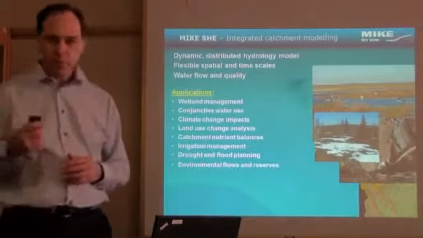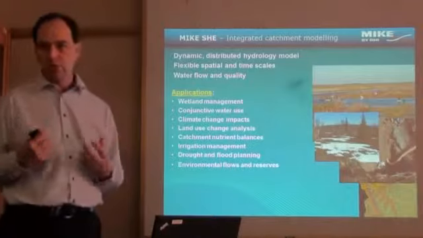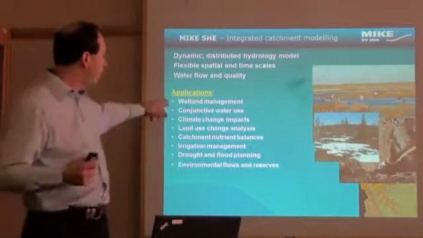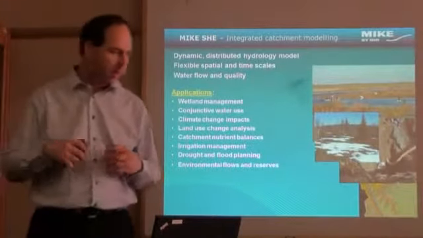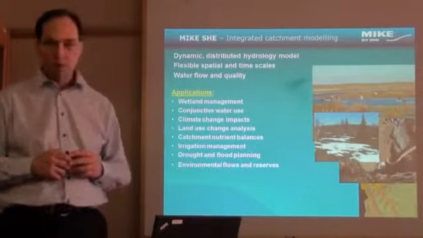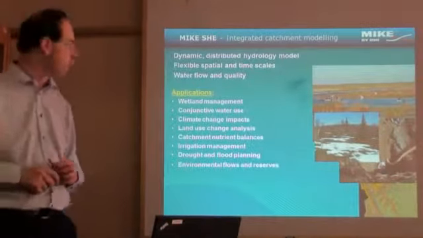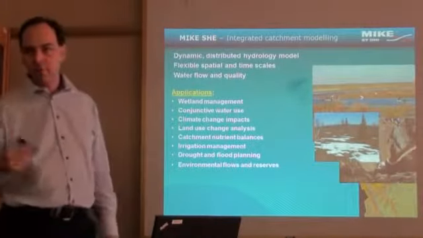Now, generally speaking, when we're talking about Mike SHE, what we're talking about is a model that couples groundwater and surface water. So when surface water and groundwater both play a role. A typical example is in wetlands, wetland management, wetland restoration, all these sorts of things. Or when groundwater and surface water need to be managed as a team, so when you pump groundwater and you're conjunctively using surface water at the same time.